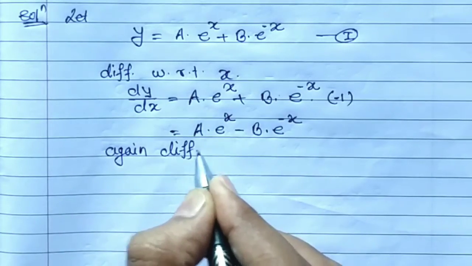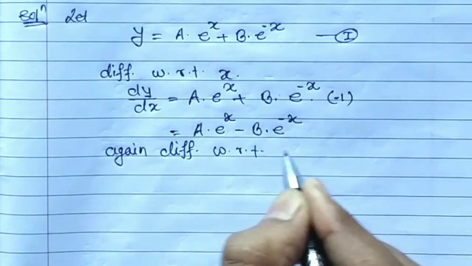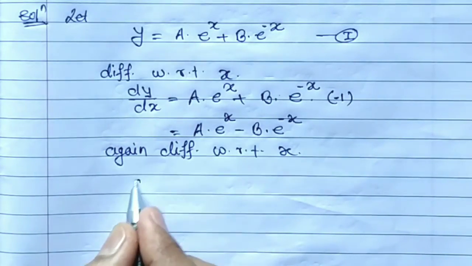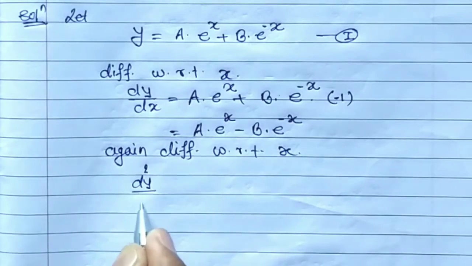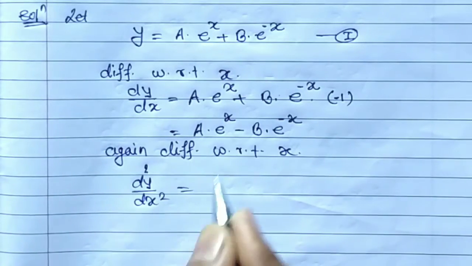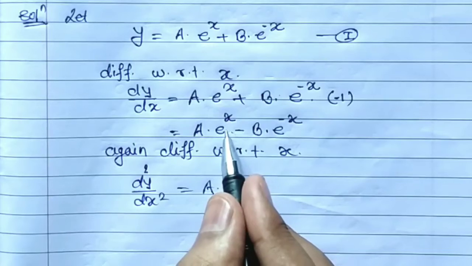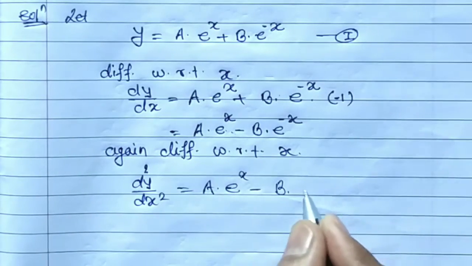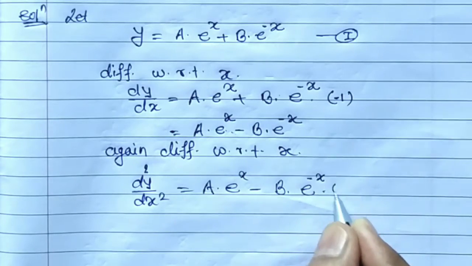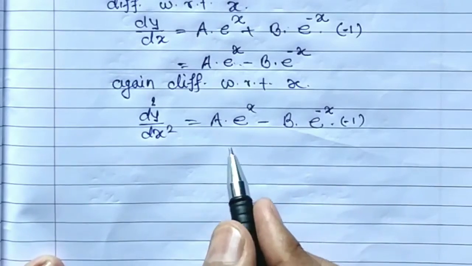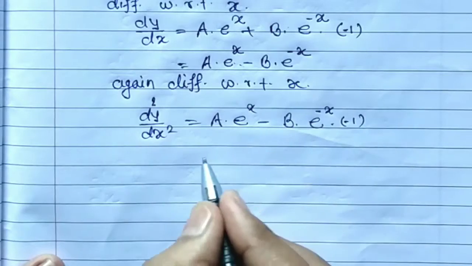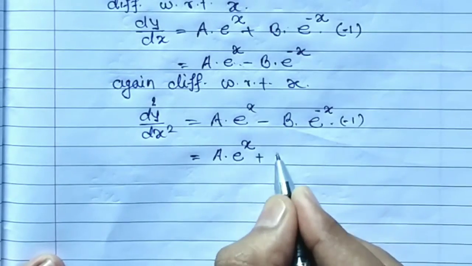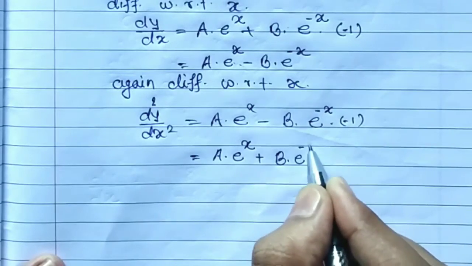As we have to differentiate one more time, we again differentiate with respect to the same variable x. Now dy by dx, differentiated once more, becomes d square y by dx square, and this will be a times the derivative of e to the x, which is e to the x, minus b times the derivative of e to the minus x, which is e to the power minus x into minus 1. So this is equal to a times e to the power x, minus minus will be plus, b times e to the power minus x.